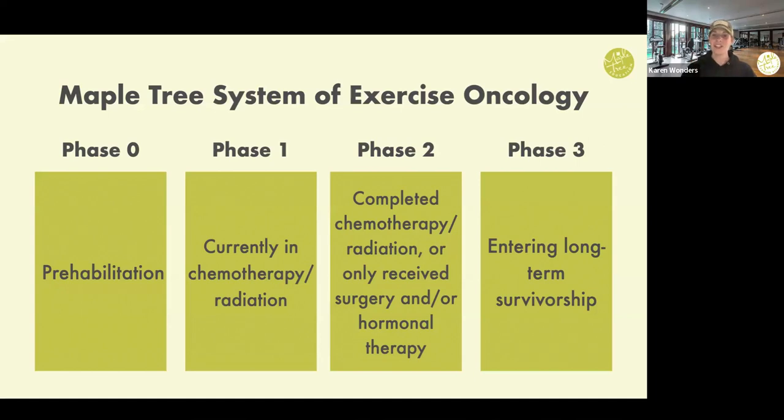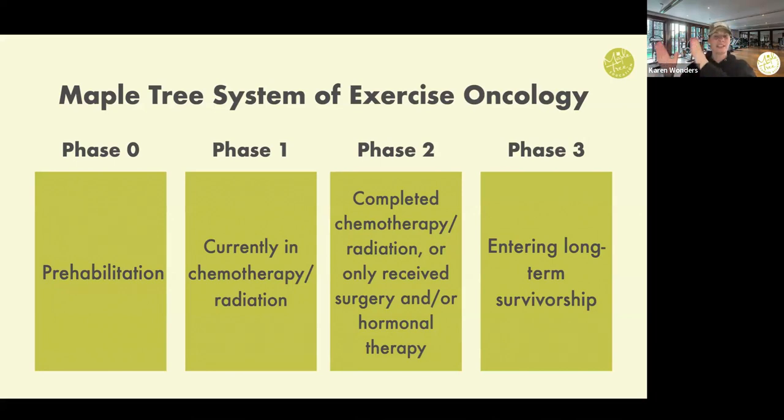A phase 2 patient is someone who has completed chemotherapy or radiation, or maybe they didn't need it. Maybe they just had surgery and hormonal therapy. Our goal with phase 2 is to improve their self-efficacy, to increase the intensity of exercise that they're able to tolerate, get them to that 150 minutes of exercise per week.